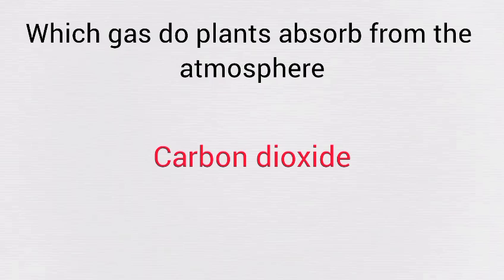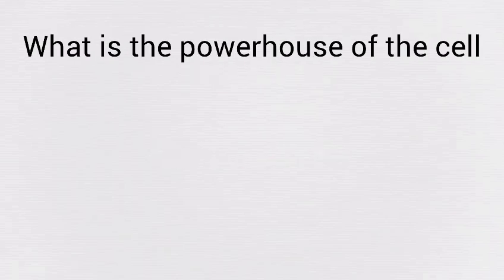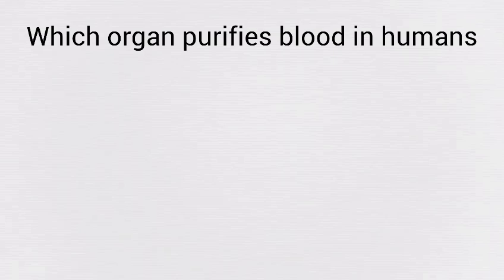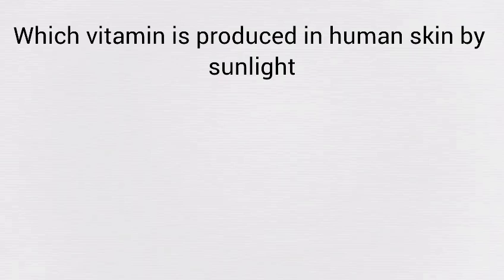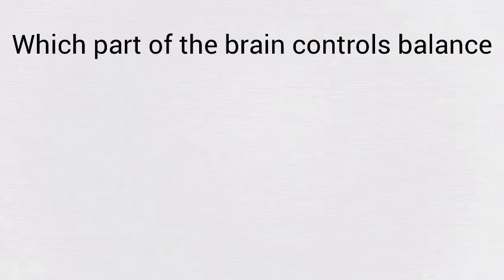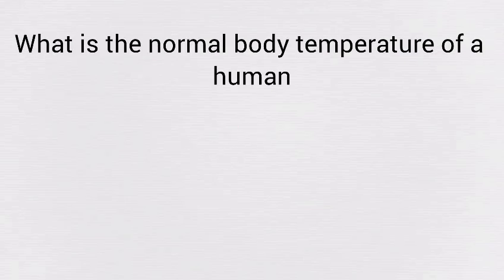What is the powerhouse of the cell? Mitochondria. Which organ purifies blood in humans? Kidney. Which vitamin is produced in human skin by sunlight? Vitamin D. Which part of the brain controls balance? Cerebellum. What is the normal body temperature of a human?